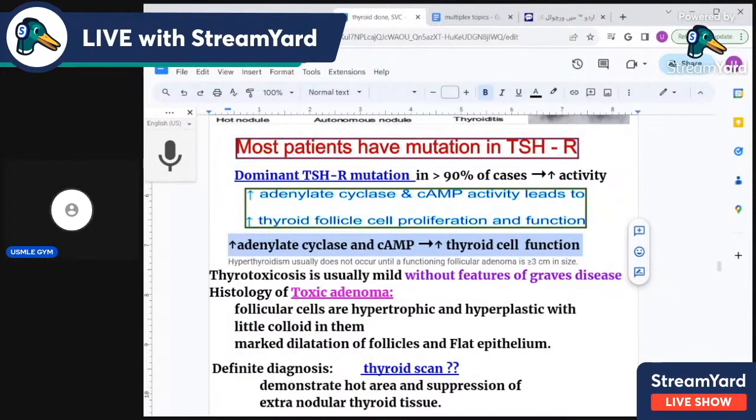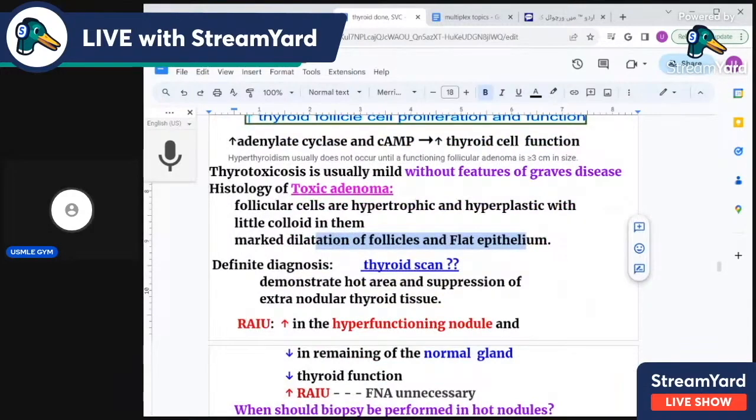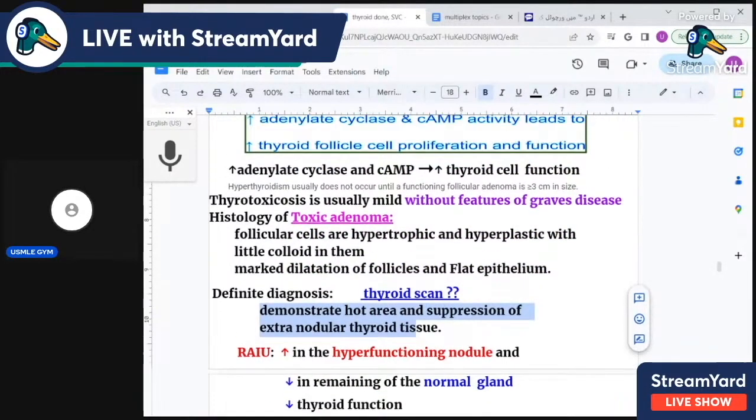Histology shows follicular cells are hypertrophic and hyperplastic with little colloid in them because of the hyperactivity. Colloid is used up, so colloid gets smaller and there is marked dilatation of the follicles with flat epithelium. Definite diagnosis is with thyroid scan. It demonstrates a hot area and suppression of extranodular thyroid tissue.